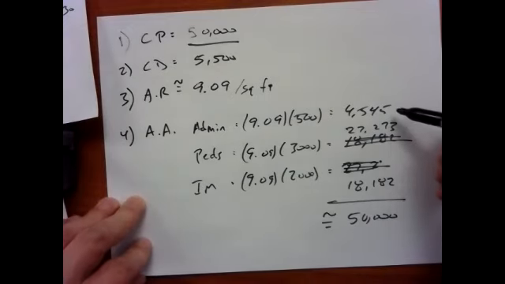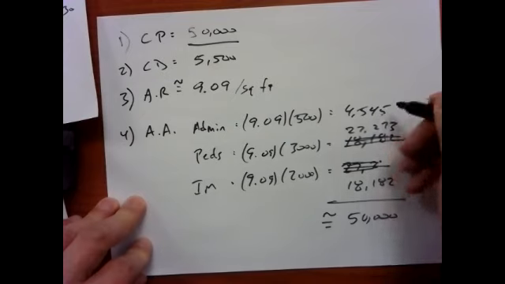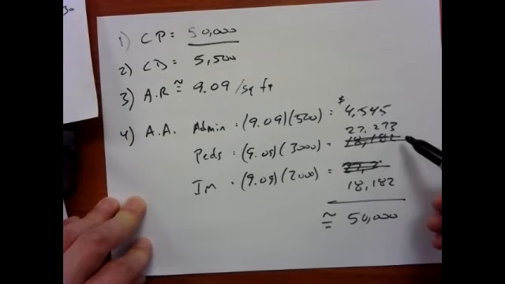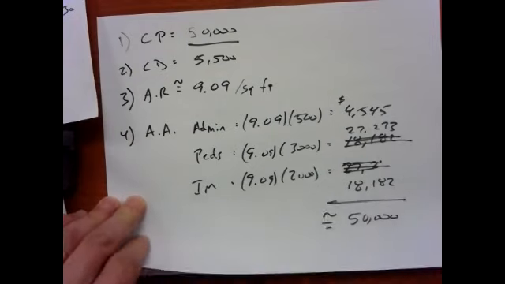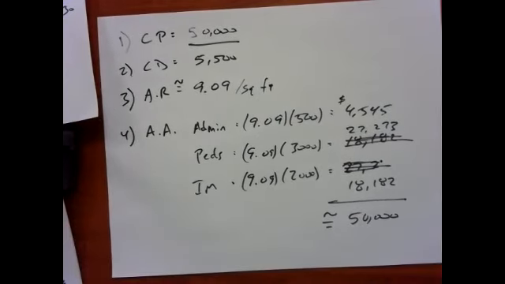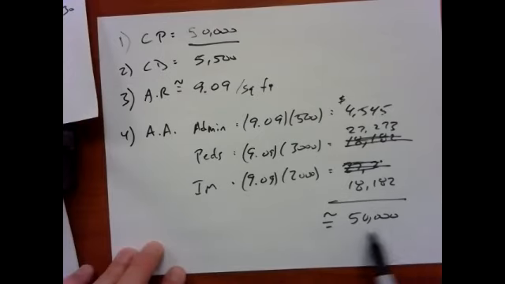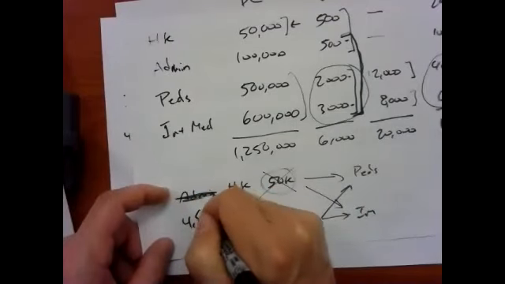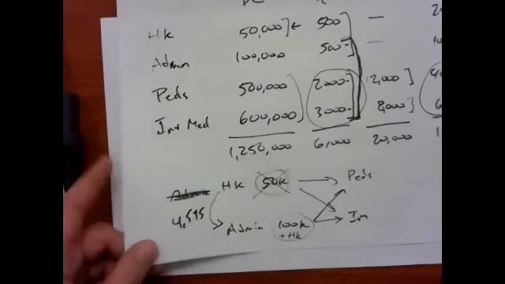So admin winds up picking up approximately 4,545 of housekeeping costs. Peds gets 27,000 and internal medicine gets 18,000. So now we have zeroed out housekeeping because we have taken away its $50,000 in costs. So if we look here, admin is getting 4,545 going down to admin.